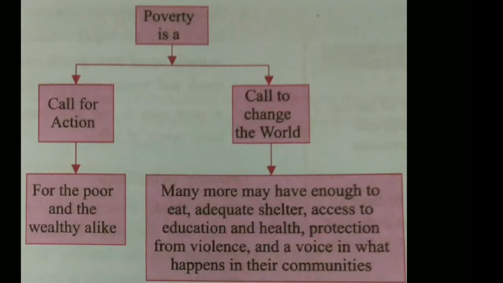Poverty, in that case, is a call for action. It is a call to change the world. It is a call for action for the poor and the wealthy alike. Many more may have enough to eat, enough shelter, access to education, wealth, health, protection from violence, and a voice in what happens in their communities. These can be actions for plans, actions to change the world in the field of poverty.